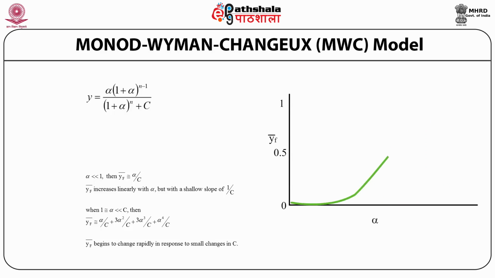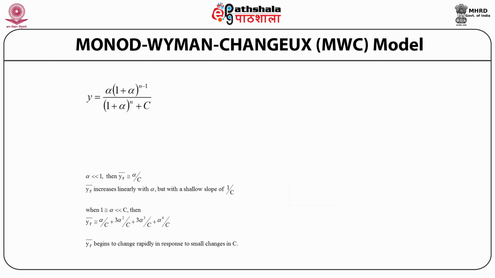Now suppose 1 is equal to alpha, which is quite less than C, then YF is alpha by C plus 3 alpha squared by C plus 3 alpha cubed by C plus alpha to the 4 by C. So when alpha is greater or almost equal to 1 but is still quite less than C, then YF begins to change rapidly in response to a small change in alpha. That's what we can see in the curve. Initially there is a very small change and then there is a very rapid change, and that's how we get a sigmoidal curve.